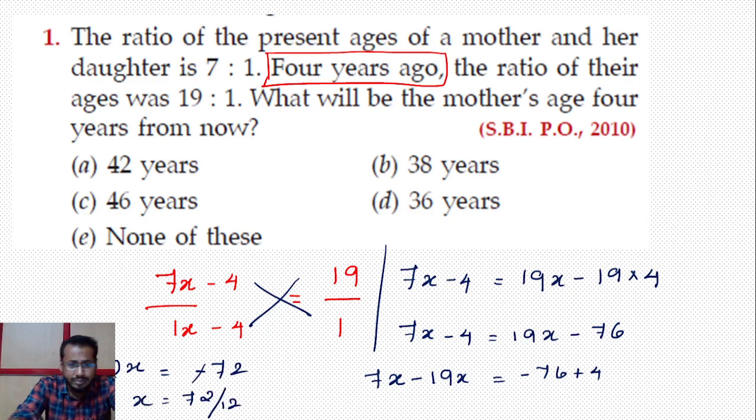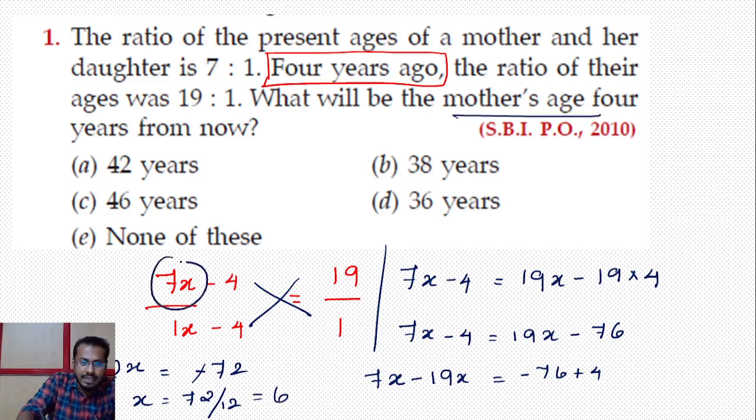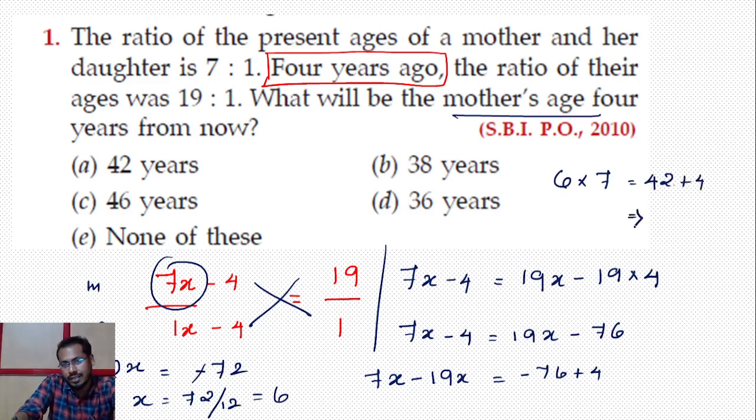What is the question? What will be the mother's age 4 years from now? Which is the mother's age? 7x. This is mother and this is daughter. The x value is 6, and 6 into 7 is 42. This is the present age. But they are asking the mother's age 4 years from now, so after 4 years, plus 4. 42 plus 4 is 46, the right answer. Option C is the right answer.